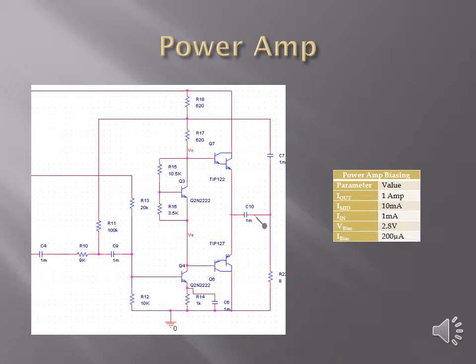The current of 1 amp was selected for the output stage. Using a safety factor of 10, this leads to a Darlington base current of 10 milliamps and a base current of 1 milliamp at the common emitter input.